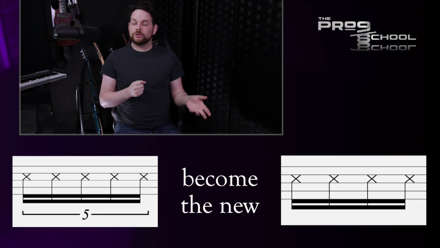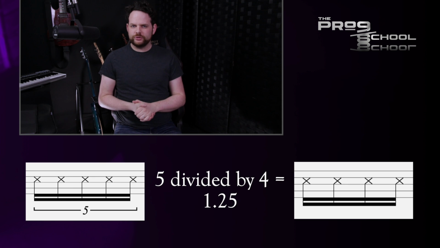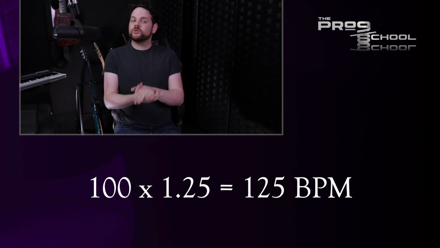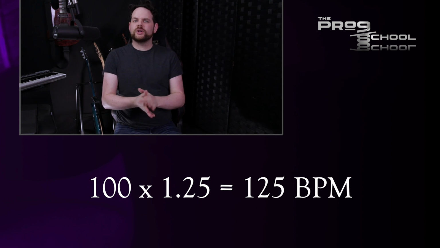To figure out the new tempo, we need to do some math. 5 notes are happening where there were 4 before, so this is an increase in speed of 1.25, which you get by dividing 5 over 4. The original tempo was 100, so multiply that by 1.25, and you have 125 beats per minute.